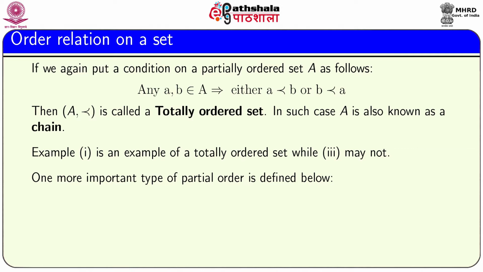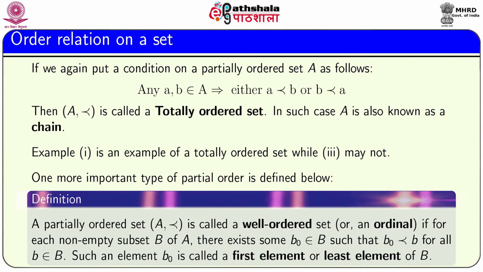One more important type of partial order is defined here. A partially ordered set A is called well ordered if for each non-empty subset B of A, there exists some b0 taken from B such that b0 ≺ b for all b belonging to the set B. Such an element b0 is called a first element or least element of B.